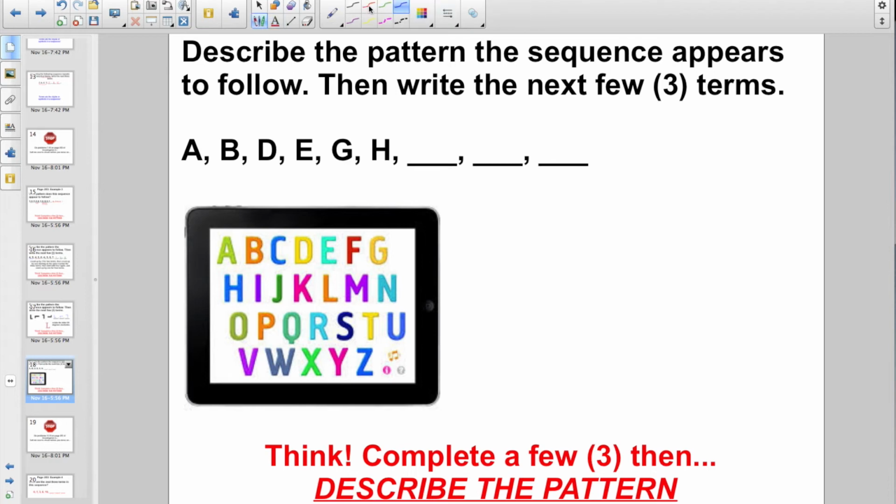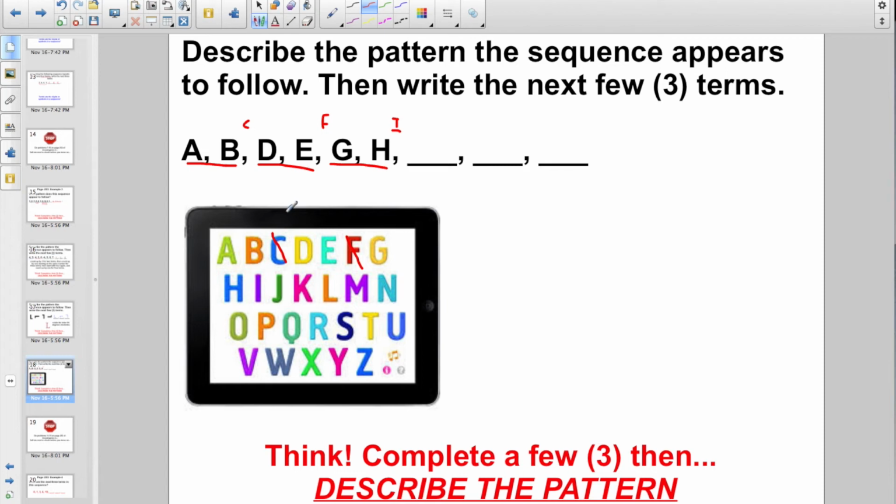Can you see the pattern? So A, B, but I'm skipping over C, right? C should have been right there. Then I have D, E, but I'm skipping over F. F should have been right there. Then I have GH, but I don't have I. I would have been the one I left out.